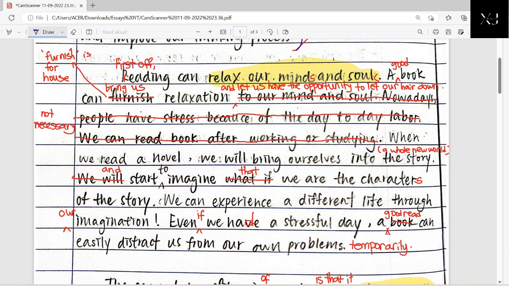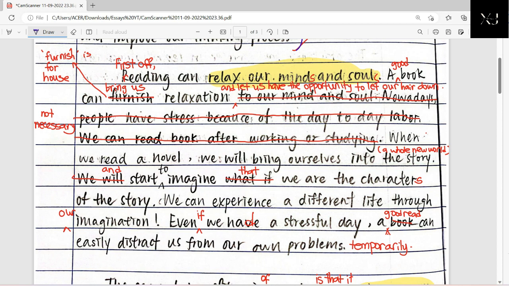Okay, so the part here where I crossed out, you can see it's quite a long cross. Here she's talking about how nowadays people are feeling very stressed out because of their hectic schedules, and we can actually read books after working or studying. These sentences, she can actually move to the front, in the beginning. Maybe she can start off by giving us a little bit of background of what's going on in today's society, like what's the relationship between society and reading nowadays.